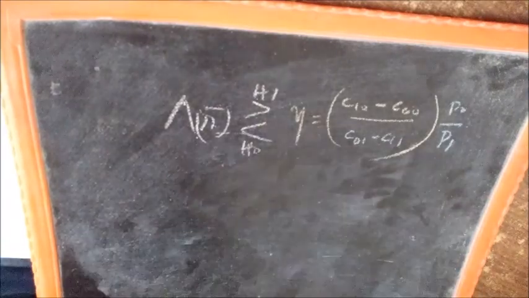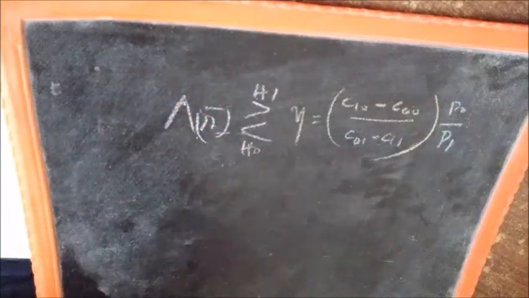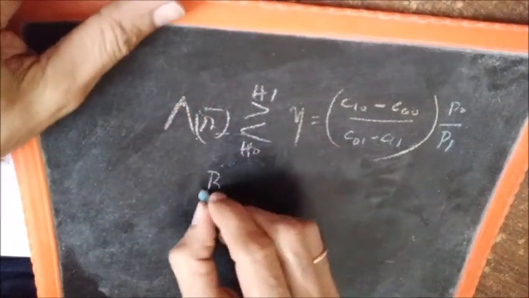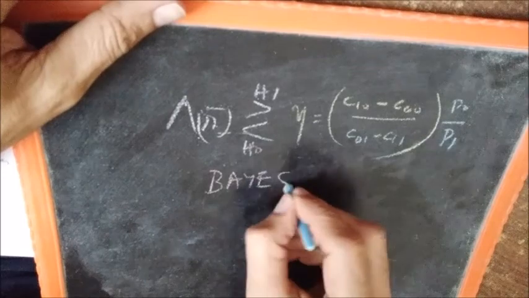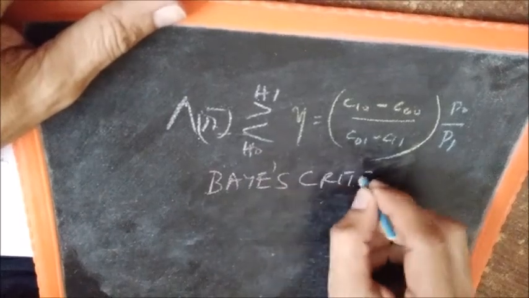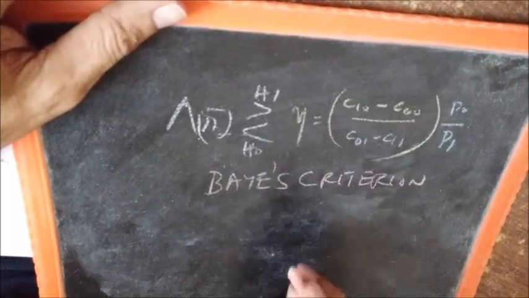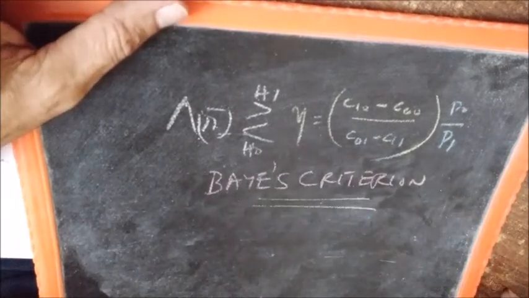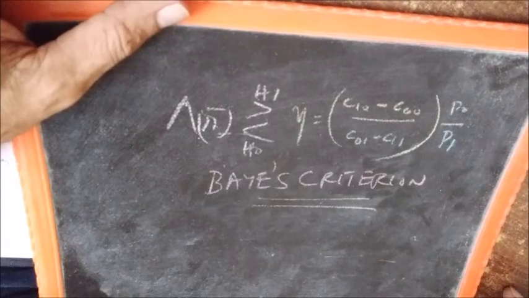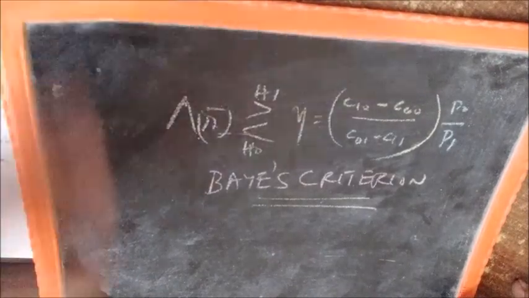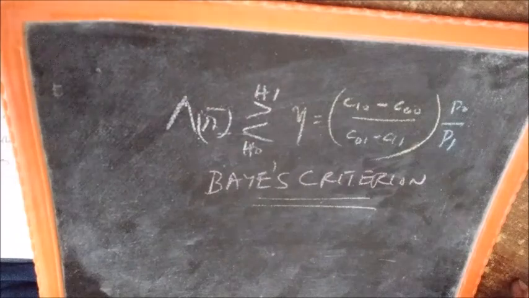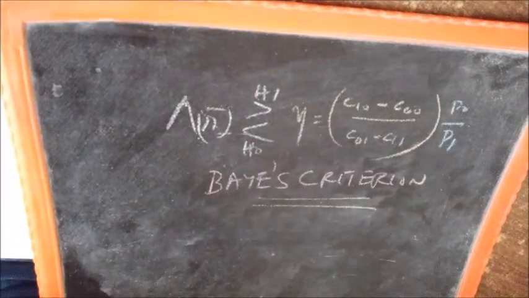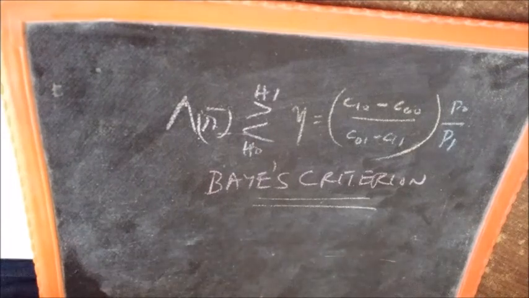Now a decision rule based on this principle is called the Bayes criterion. So we arrive at this decision rule, and it is called the one based on the Bayes criterion, because if you go through the derivation of this decision rule, the development of this decision rule, you will see that the Bayes theorem is used here.